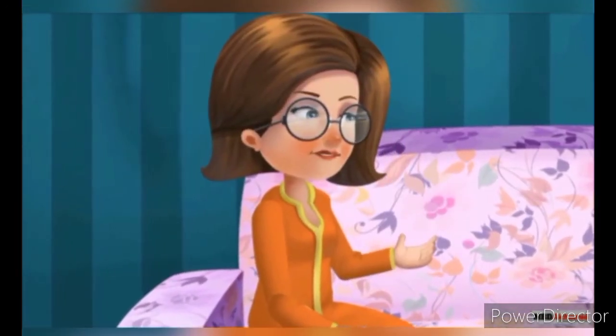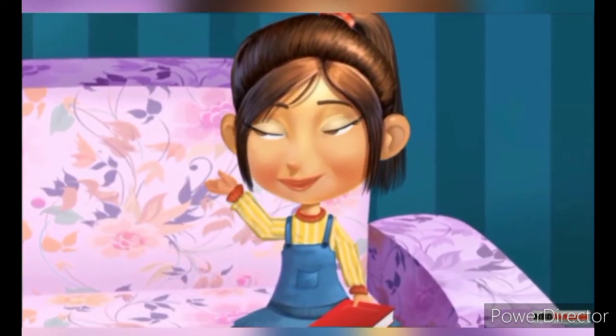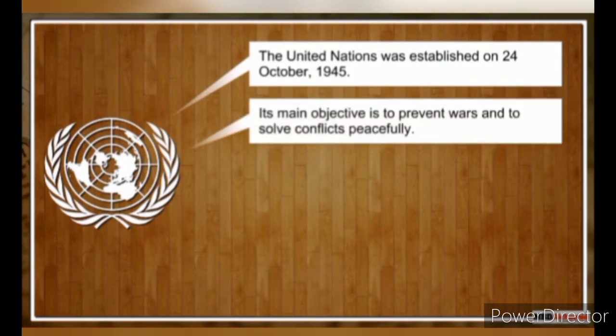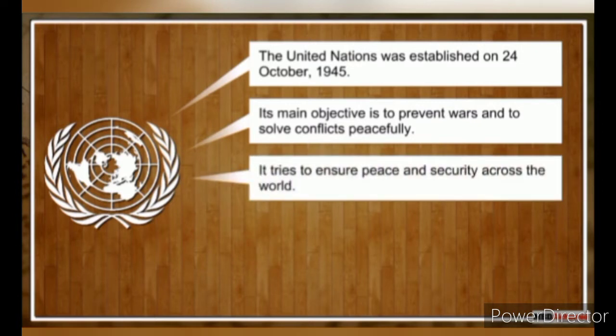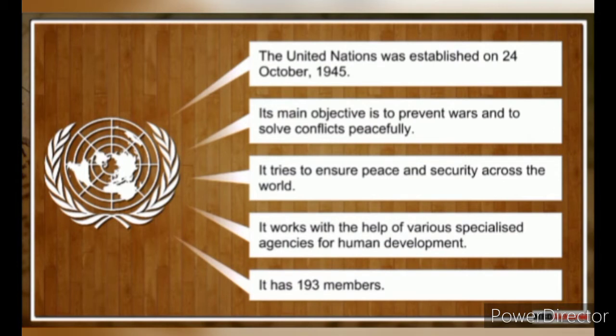Did you understand it? Yes, Mom. I understand now that the United Nations was established on 24th October 1945. Its main objective is to prevent wars and to solve conflicts peacefully. It tries to ensure peace and security across the world. It works with the help of various specialized agencies for human development. It has 193 members.